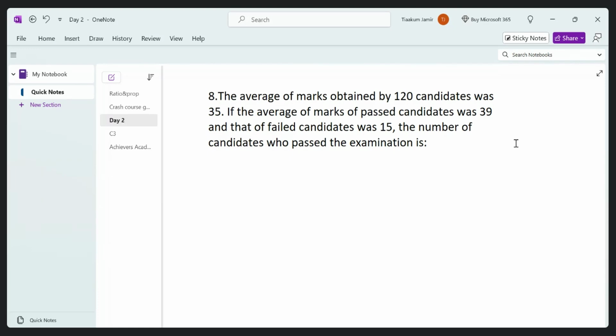If the average marks of pass candidates was 39 and of the fail candidates was 15. So the averages of pass students and fail students are given. We need to find the number of candidates who passed the examination. There are 120 candidates, some pass and some fail. If X number of candidates pass, that means fail will be 120 minus X.